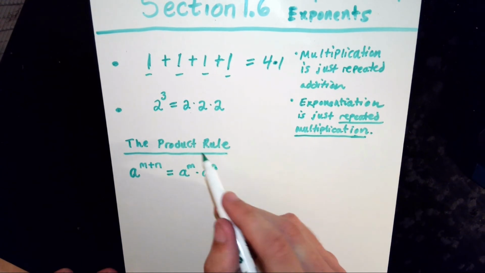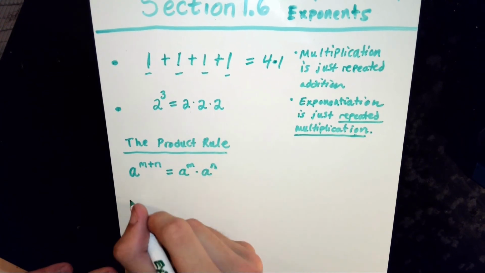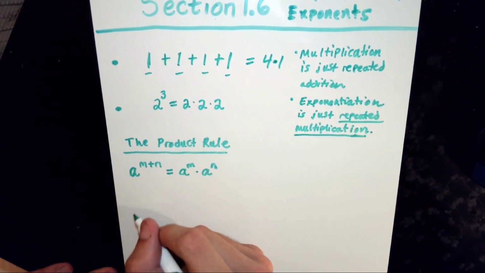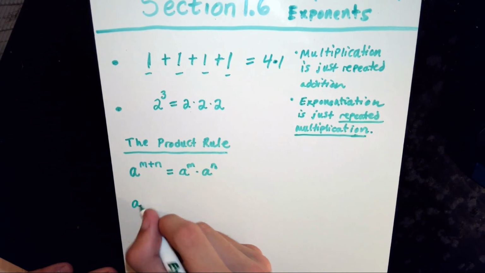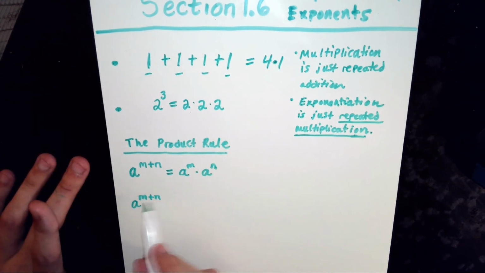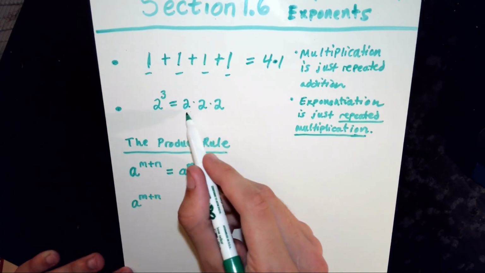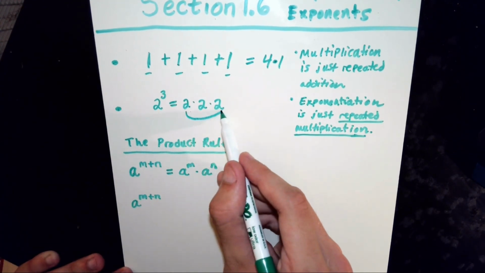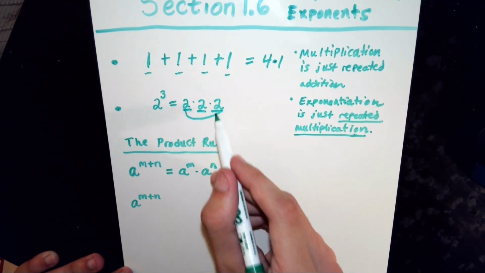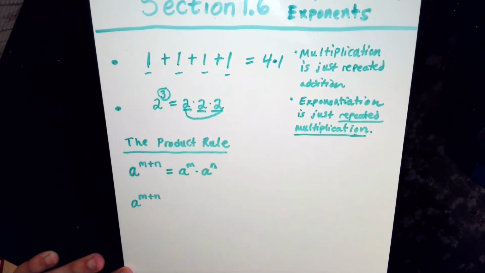Alright, so I've given you the product rule, but now why don't we try to think about why this is true? Let's do an informal explanation of why this is the case. Let's think about what a to the m plus n really means. Remember, exponentiation is just repeated multiplication. Just like here, we had 1, 2, 3 2's, so that's why we had 2 to the third.